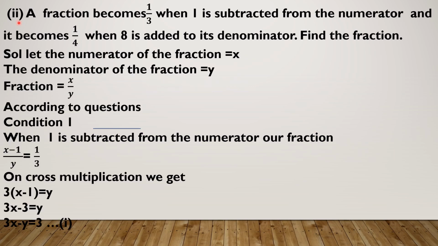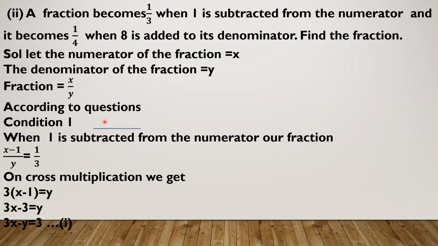Let us come to question 4, second part. A fraction becomes 1 upon 3 when 1 is subtracted from the numerator and it becomes 1 upon 4 when 8 is added to its denominator. Find the fraction. So here we consider the numerator of the fraction equal to x and the denominator of the fraction equal to y. So our fraction is of the form x upon y.